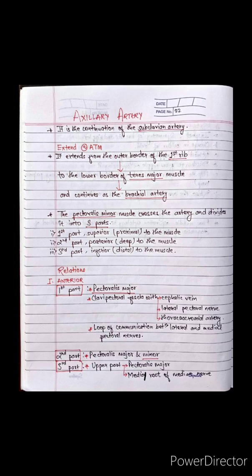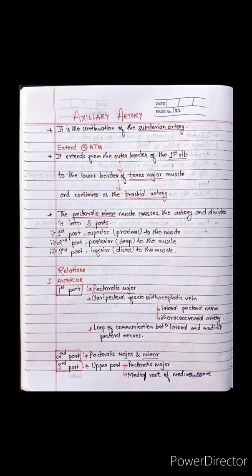So here is the mnemonic ATM. Since there is a capital M, we should remember that it is teres major muscle. The pectoralis minor muscle crosses the artery and divides it into three parts. First part is superior or proximal to the muscle, second part posterior or deep to the muscle, and third part is inferior or distal to the muscle.